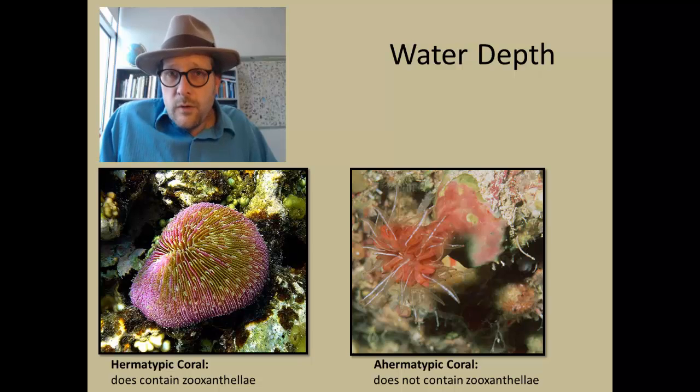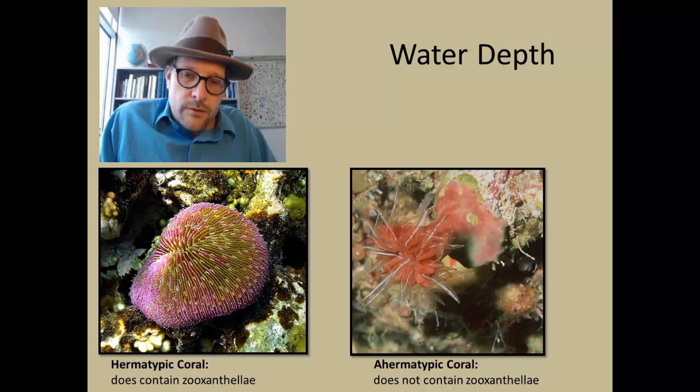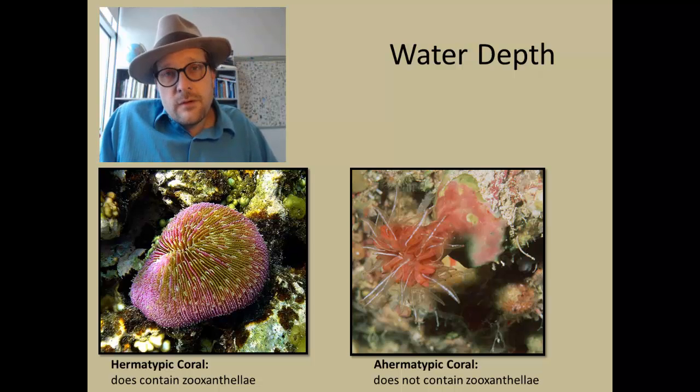If you ever hear of coral bleaching, we'll talk about that later on, that's when the coral loses its zoanthia, and then it basically dies of starvation because there's none of this photosynthesizing bacteria to feed on, and so that causes the corals to die. Ahermatypic corals are corals that do not contain zoanthia, and these are at deeper depths. These are corals that live at very deep depths, and they don't have the bacteria that require photosynthesis.